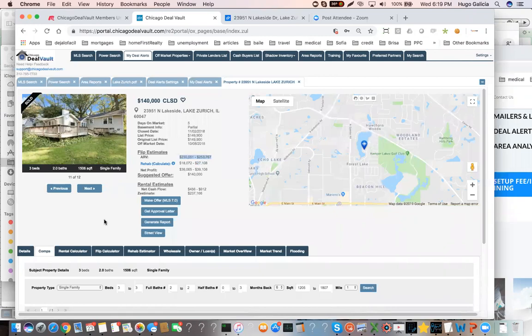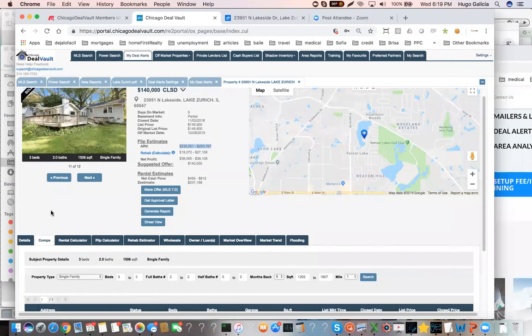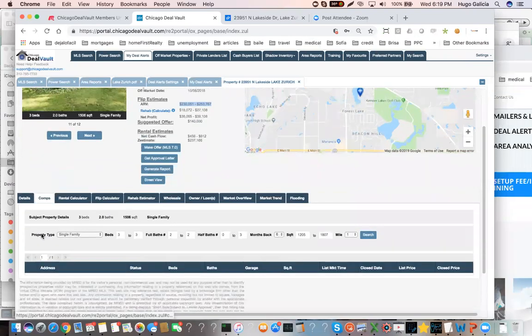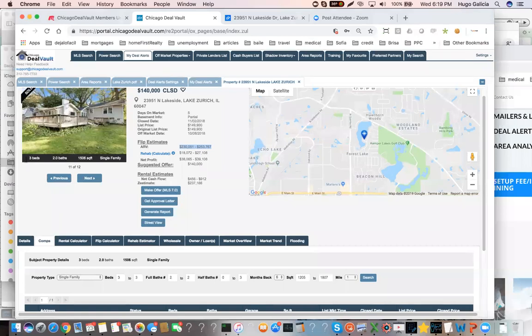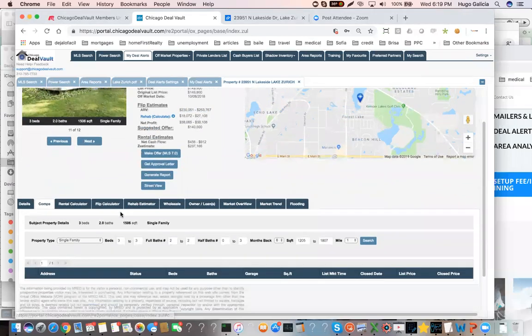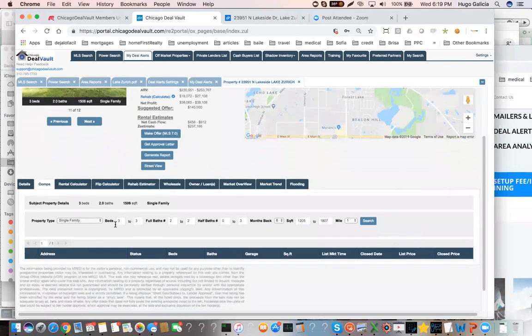So that is step number one. The way to do that is all you need to do is scroll down on the comps, and then you're going to click on search. So we're going to take the defaults. I'm just going to tell you again, this is a 3-bedroom, 2-bath, 1,500 square feet property, single family. So we're going to default the same values right here.